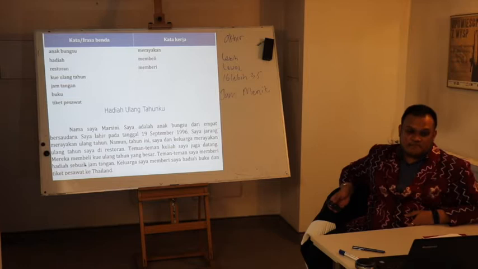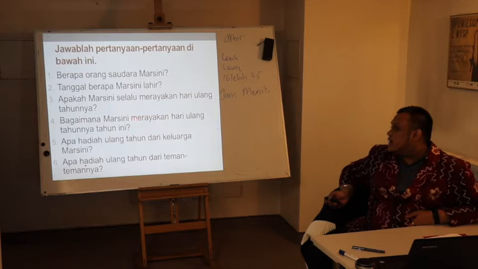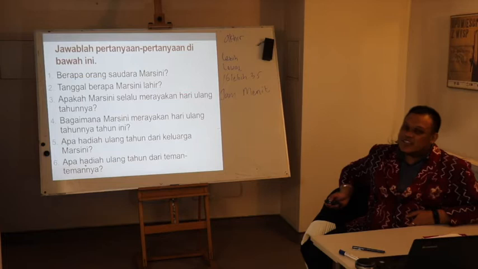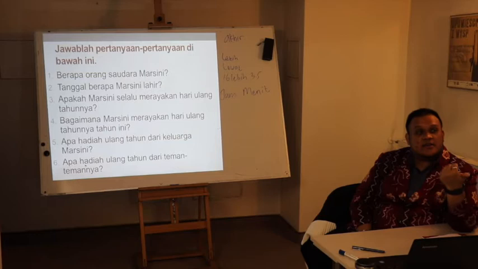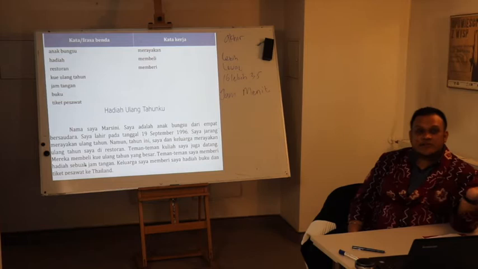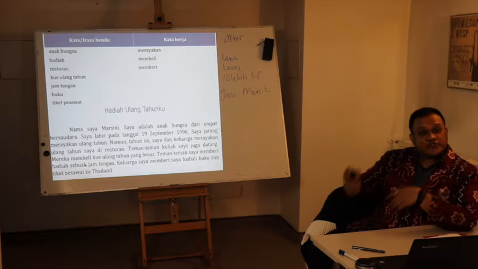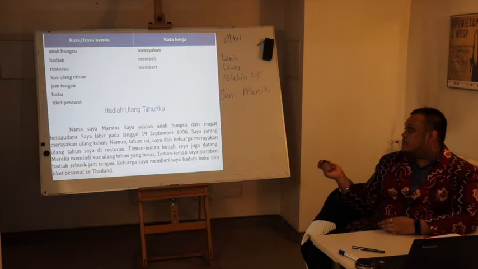Next, number 4. Bagaimana? Do you know bagaimana? How? How is Marsini merayakan hari ulang tahunnya tahun ini? Ulang tahunnya means her birthday. Tahun ini, this year. Bagaimana means how. So you can answer with bersama teman-temannya dan keluarganya di restoran. Okay, bersama keluarga dan teman-teman di restoran. You know ulang? Ulang is continue, like repeat, repeat, repeat. Tahun means year, so repeating year, ulang tahun.